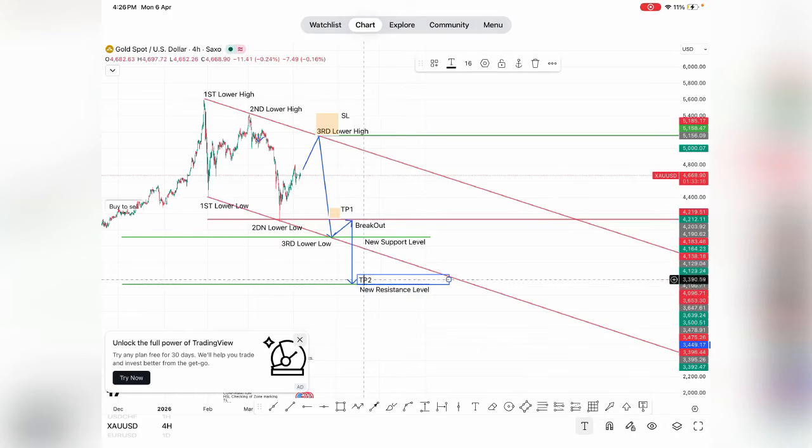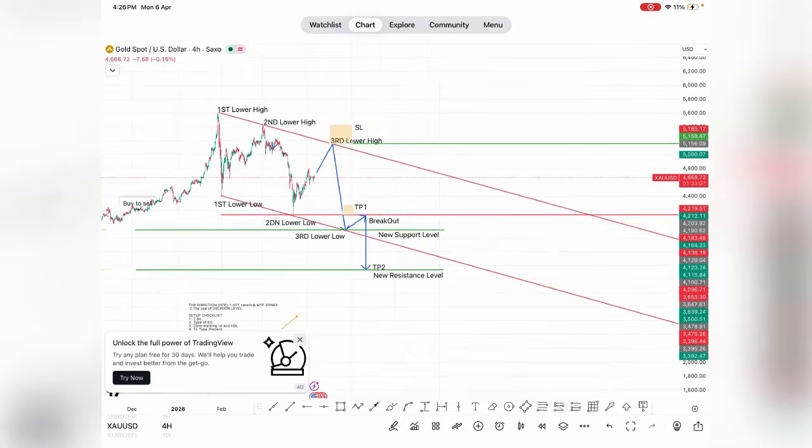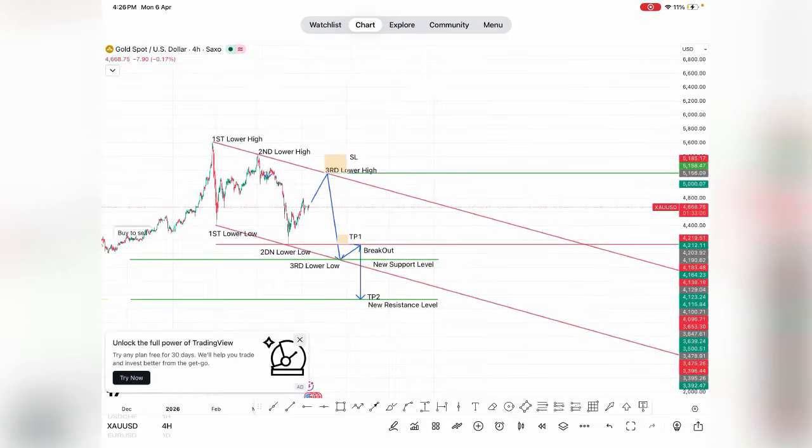You're going to take your TP2 here whilst you take your TP1 there. Okay? I'm trying to make this chart look amazing. Very amazing.